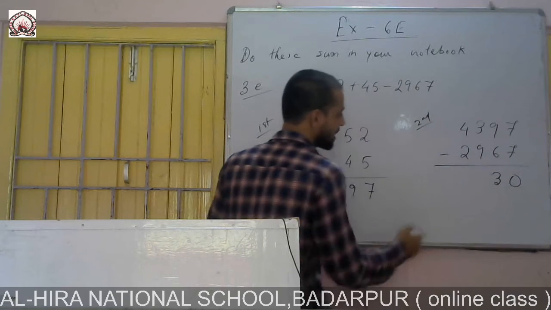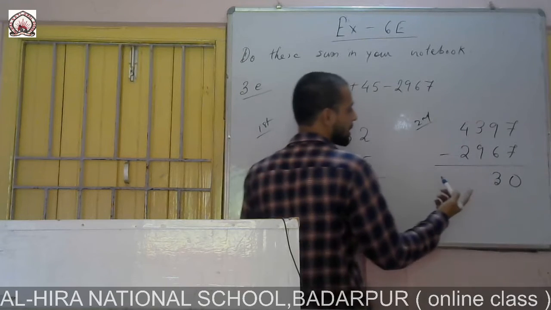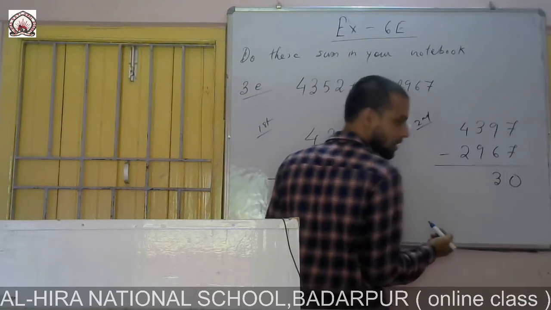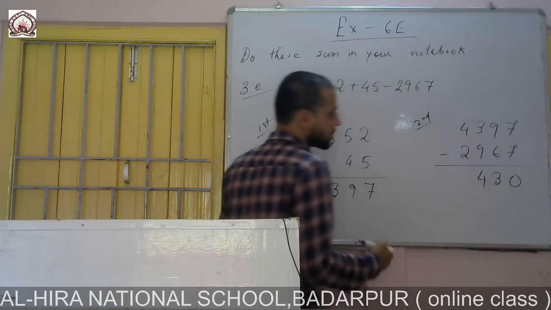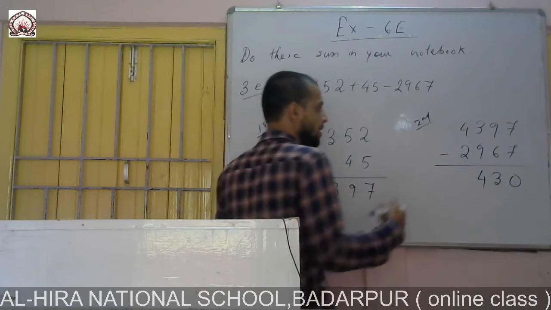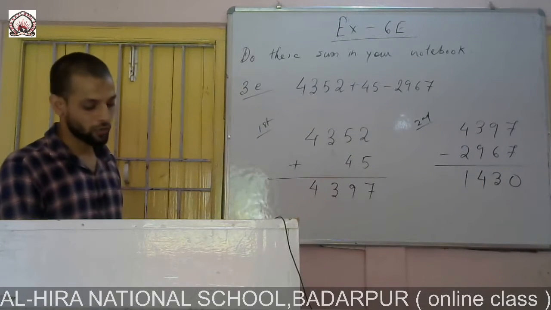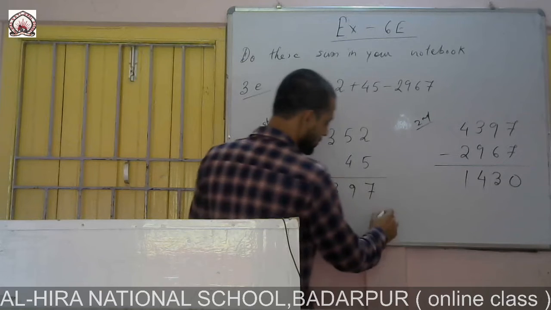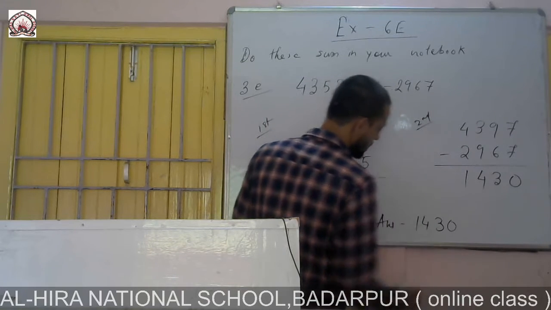Then again, here you see 3 minus 9. Can we subtract 9 from 3? We cannot, we have to carry 1 like earlier. So if we carry 1, then here we will get 13. 13 minus 9 equals to 4. Here instead of 4 we will get 3. So 3 minus 2 equals to 1. So we have got 1430. So the answer is 1430.